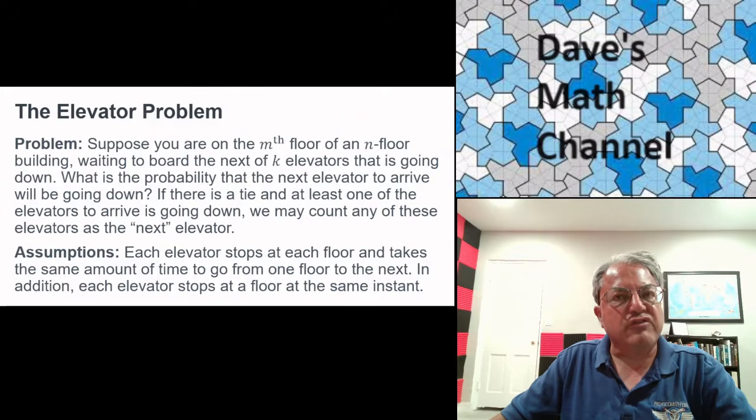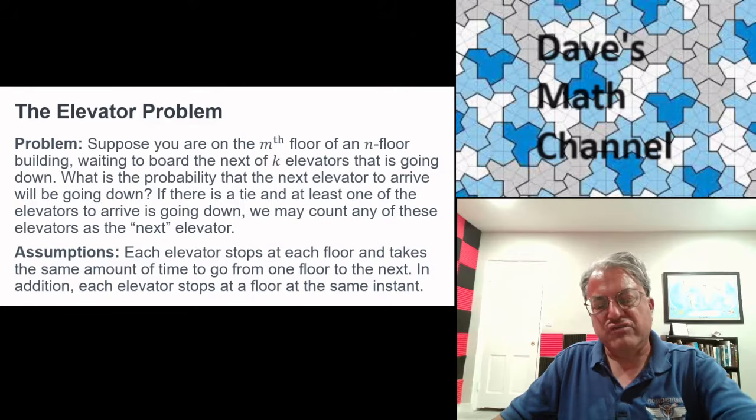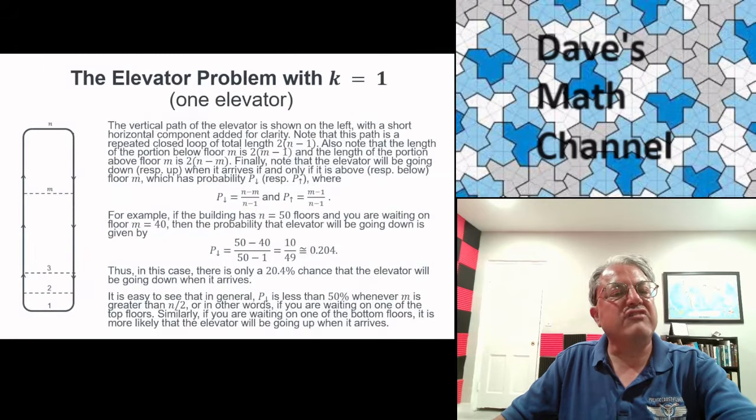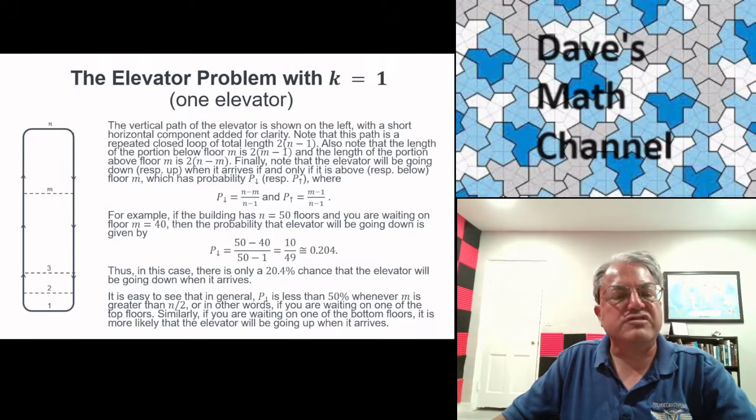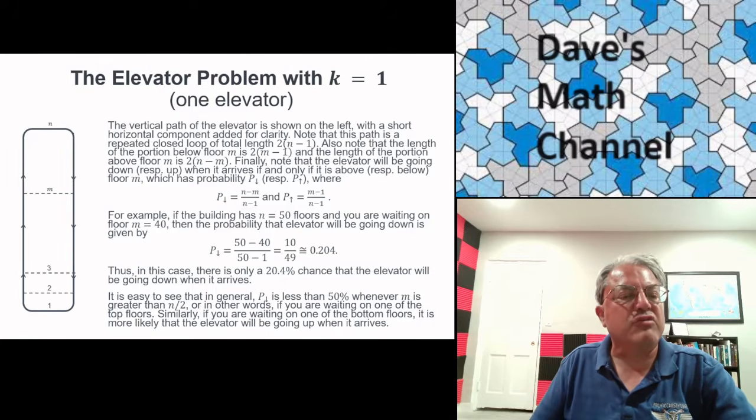It just makes the problem simpler to analyze. And the other assumption we have to make, if there's more than one elevator, is that every elevator stops at the same instant. So if each elevator stop takes 10 seconds, then you can say that the elevators stop at multiples of 10 seconds on a standard clock. Those are just the assumptions we have to make so that we can solve this problem. The case of k equals 1, one elevator, is the simplest to look at, so let's look at that one first.